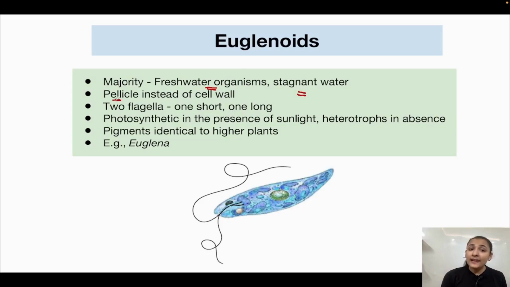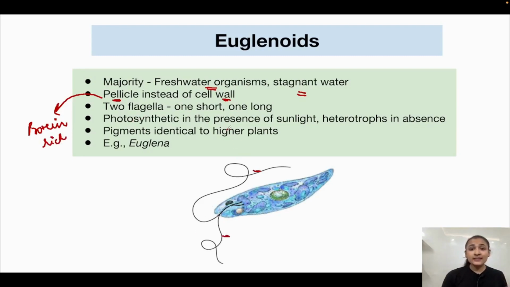They have a pellicle, which is a protein rich layer instead of cell wall. The pellicle also provides flexibility to euglenoids. What is a pellicle? It is a protein rich layer. So they do not have a cell wall, instead they have a pellicle. They have two flagella, one long flagella and one short flagella. This is the short one, this is the long one.